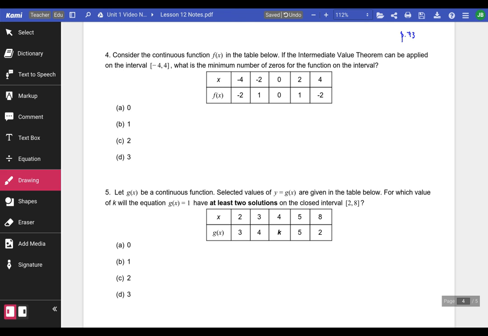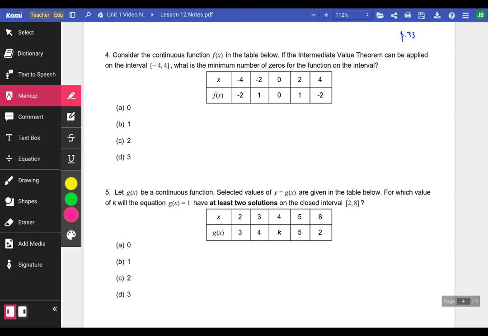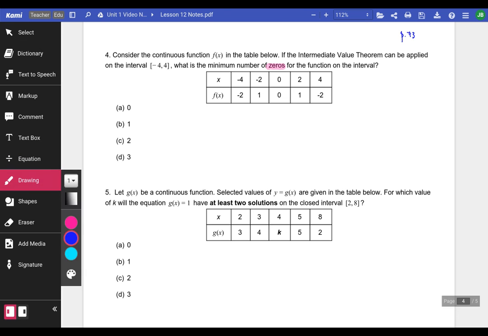Okay, so number 4 says to consider the continuous function f of x in the table below. If the intermediate value theorem can be applied on the interval from -4 to 4, so that's the same interval that we have covered in our table here, what is the minimum number of zeros for the function on the interval? So again, zeros, different ways of saying that.